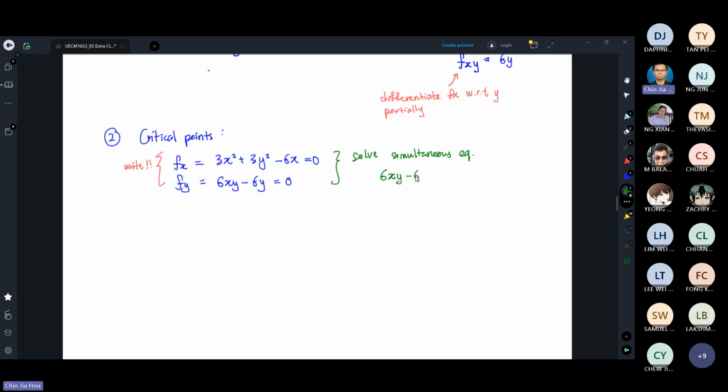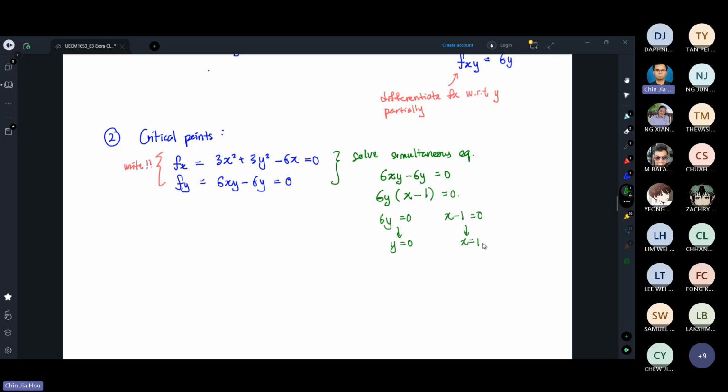6xy minus 6y. I begin from here. I factor out the 6y. I have 6y times x minus 1 equals to 0. So I have 6y equals to 0, or x minus 1 equals to 0. Here I get y equals to 0, and here I get x equals to 1.